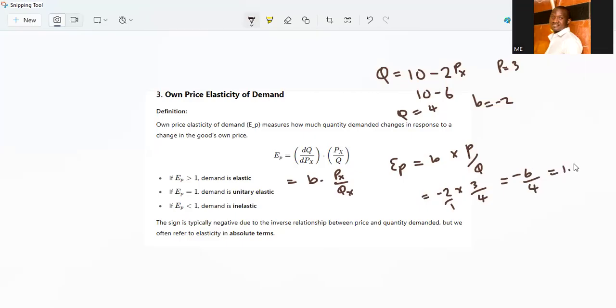Can somebody help me? What is your comment on that? -1.5. Is it elastic, inelastic, or unit elastic?